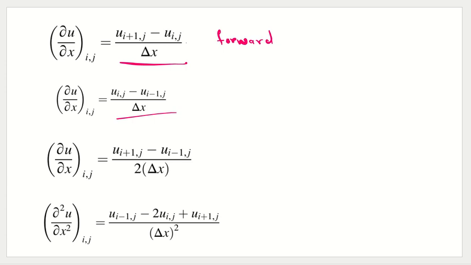This one is called backward differencing. Backward differencing, because we look backward at ui minus 1j. And this one is called central differencing. Central, because we try to look at the point before and the point after, and divide by 2 delta x. So all of those can be used to approximate the du dx.